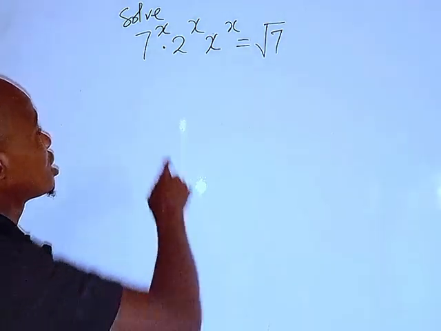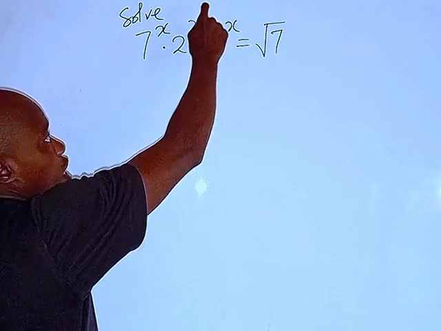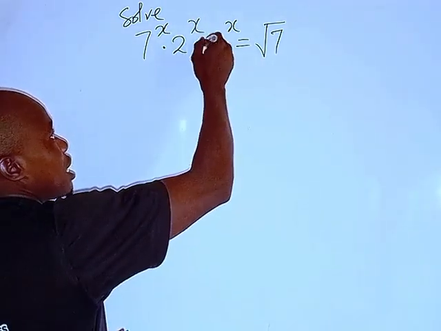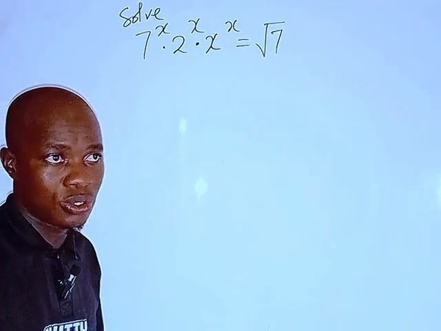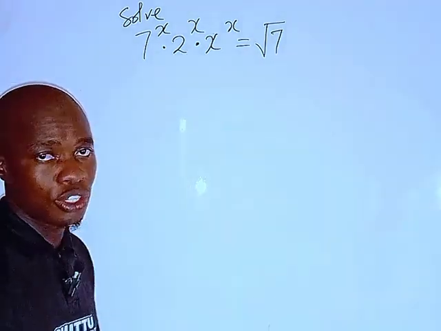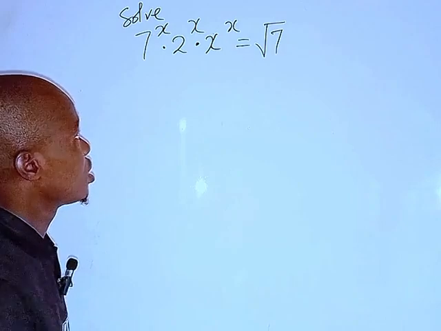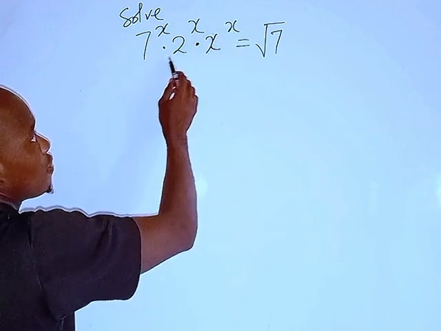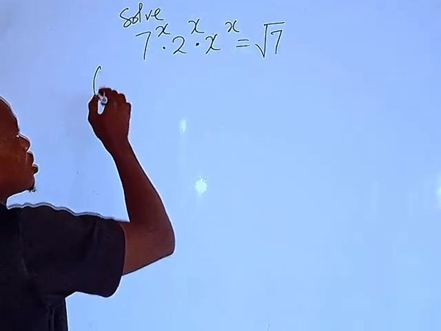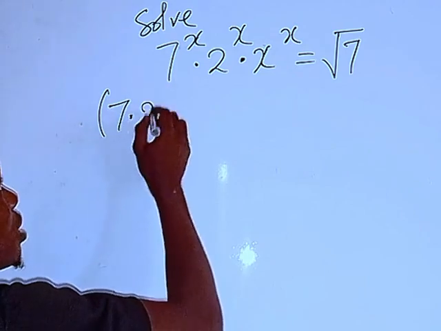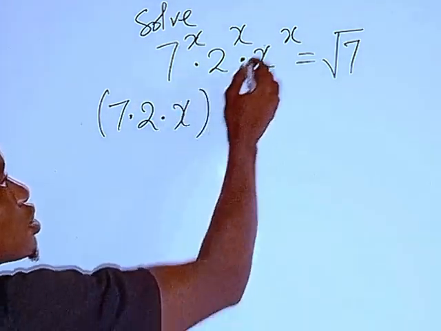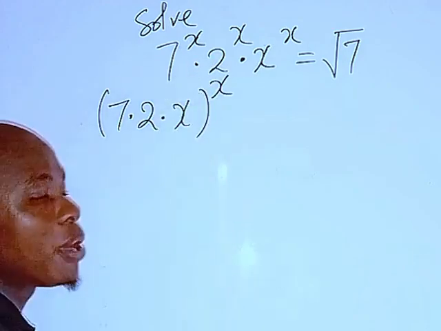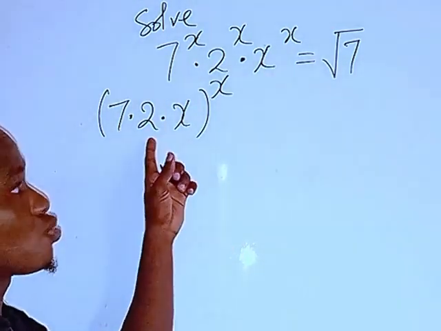So now we have 7 to the power x multiplied by 2 to the power x, then multiplied by x to the power x equals root 7. How are we going to get the value of x? As we can see, power x, power x, power x. So therefore, we can have it to be 7 multiplied by 2, then multiplied by x. All of them are sharing the same power, so we can write it this way.